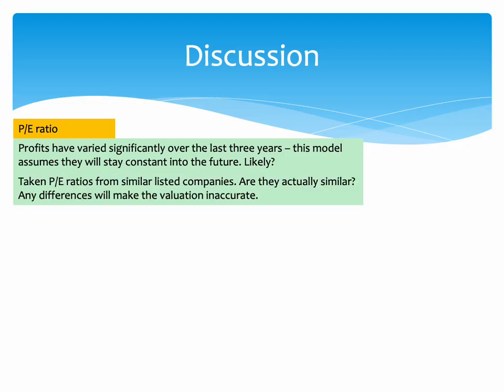The PE ratio we've chosen is probably wrong. It's not perfect. We've taken PE ratios from similar listed companies. How similar are they? Are they the same scale to us? Do they do exactly the same thing? If there are any differences between us and those businesses, again, it's going to make the valuation inaccurate because we're different to them, so we would have a different PE ratio applied to us.